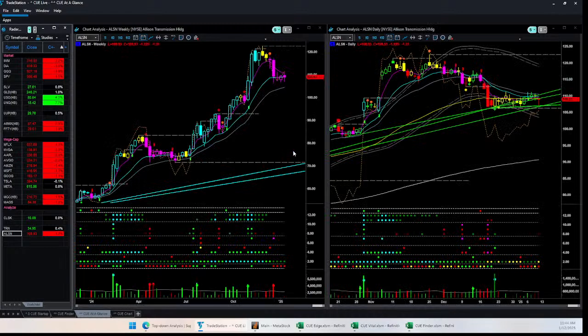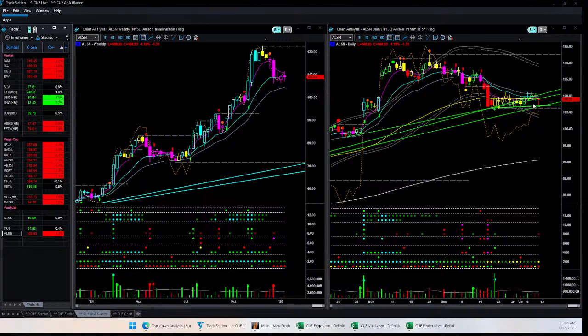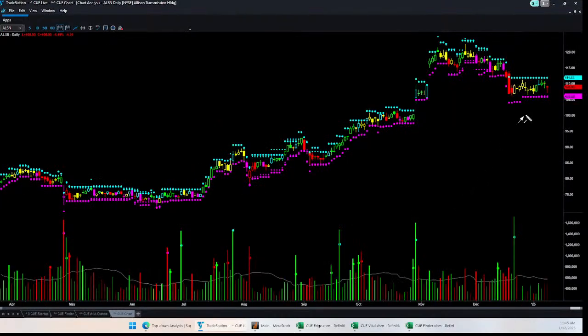ALSN, Allison Transmission, was the other stock I shared. It also had trendline support. I identified the trade on this day. Again, that was Friday. I did not buy it on Friday. I bought it on Monday using real-time charts. Here the stop did not hit, and I am continuing to hold the stock with a very small loss. It did not hit profit or stop. You can see the protection level.